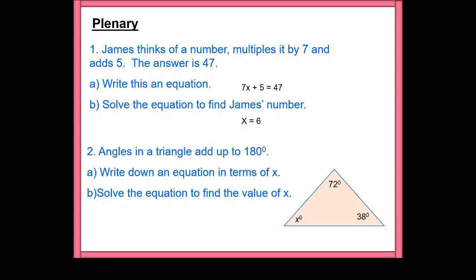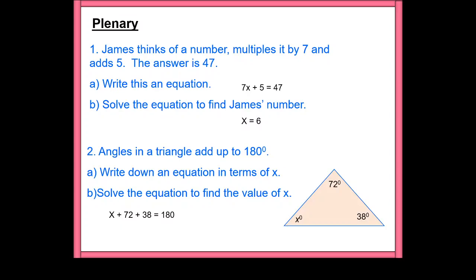Question 2. The angles in a triangle add up to 180 degrees. Write down an equation in terms of x. So this time they've told us to use the letter x. So when it says in terms of, that simply means that that's the letter they'd like us to use. So the angles in a triangle, we know, add up to 180. So our equation should be x plus 72 plus 38 equals 180.